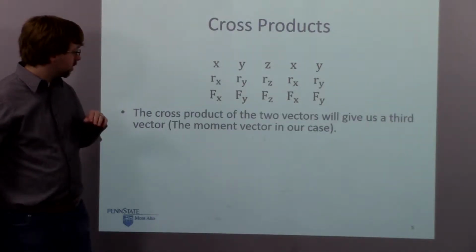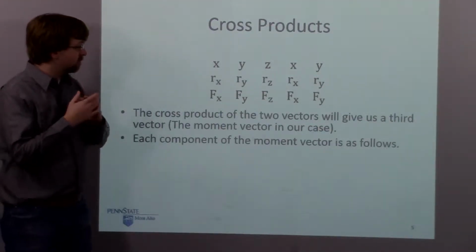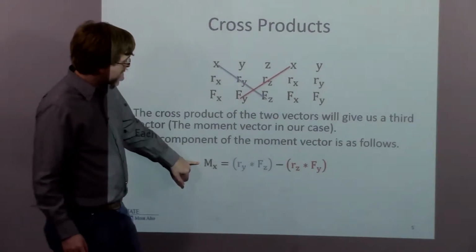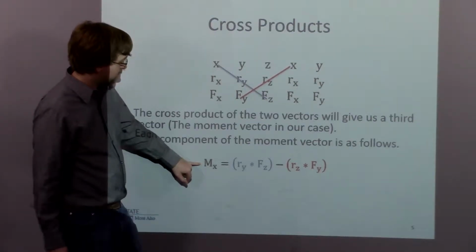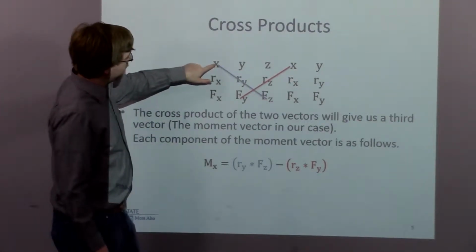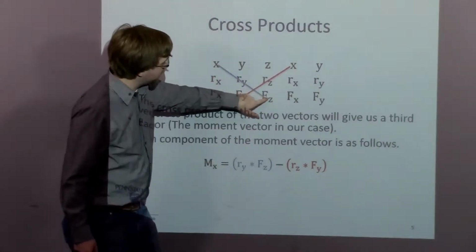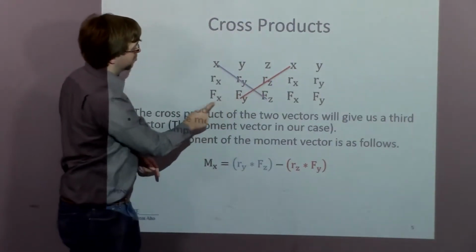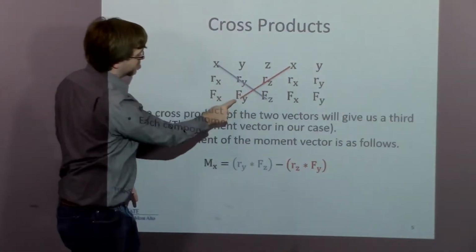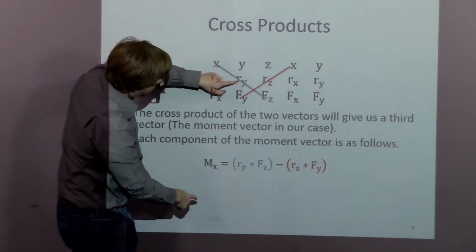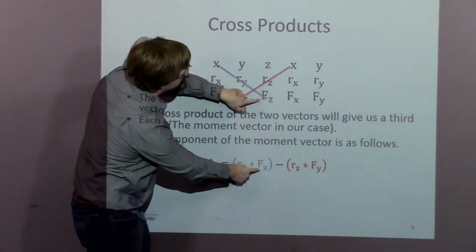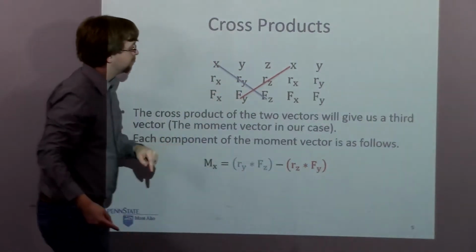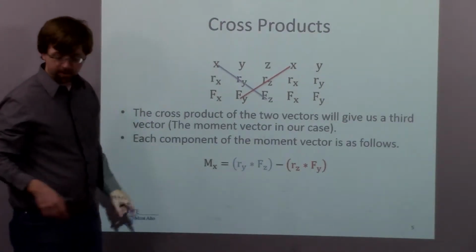Looking at each part of the moment vector, mx, or the x component of the cross product, is going to start at x, going along this diagonal, minus the diagonal starting at x going this way. So I've got positive and negative. It is positive ry times fz minus rz times fy. And that is the x component of my moment vector.